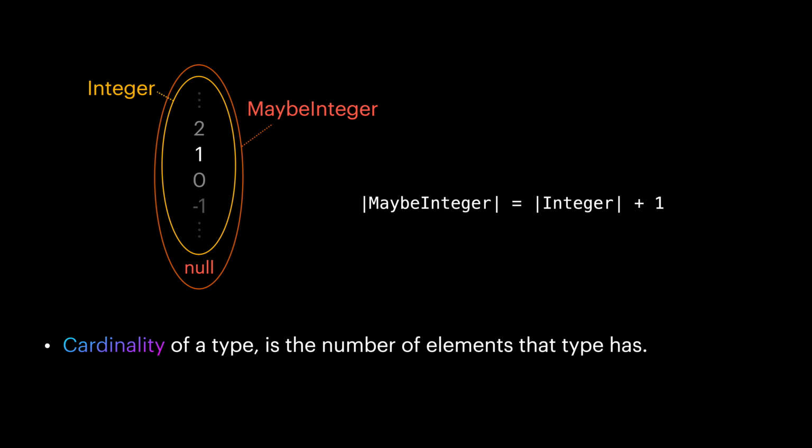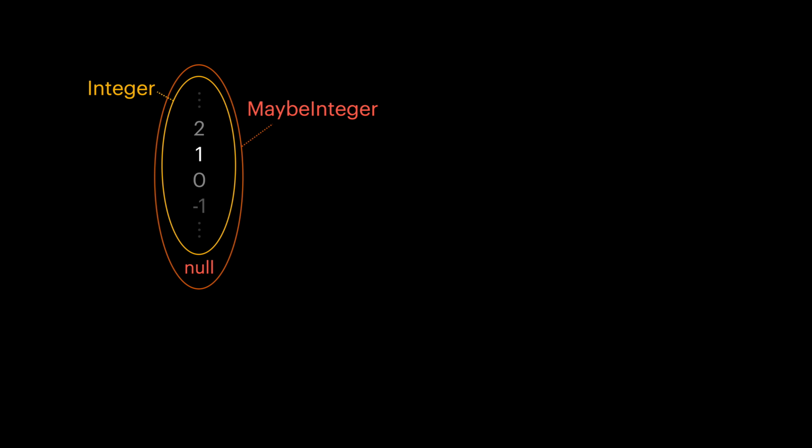Cardinality of a type is the number of values that exist inside that type, and it is shown with two pipe symbols around the type name. Let's try to define maybe integer type using the integer type.